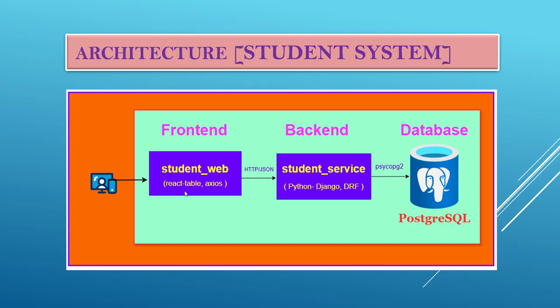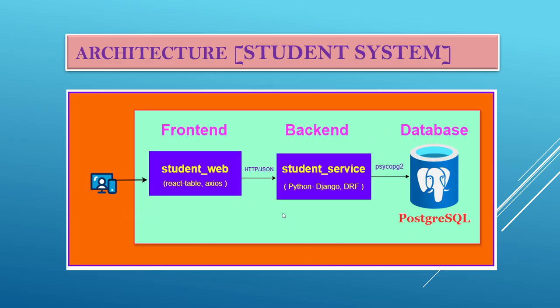Apart from that, we are also going to implement advanced features like searching, sorting and pagination with the help of this React Table library. We are going to install the Axios library. With the help of Axios, we are going to give a call to our backend REST APIs from our React.js application. So this is about the front end application which we are going to create using React.js.